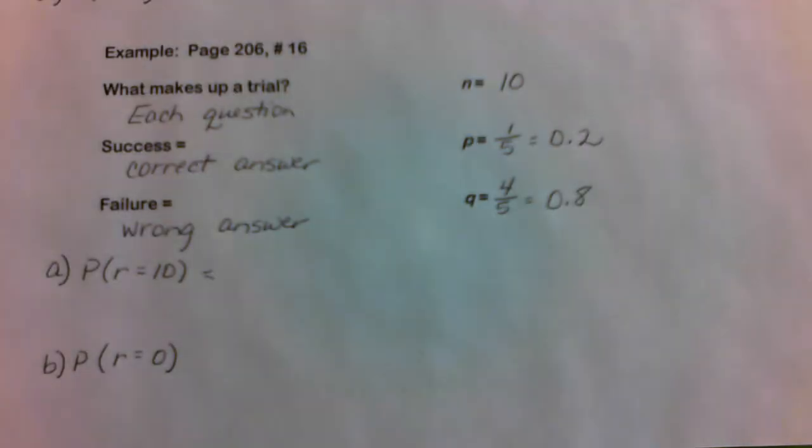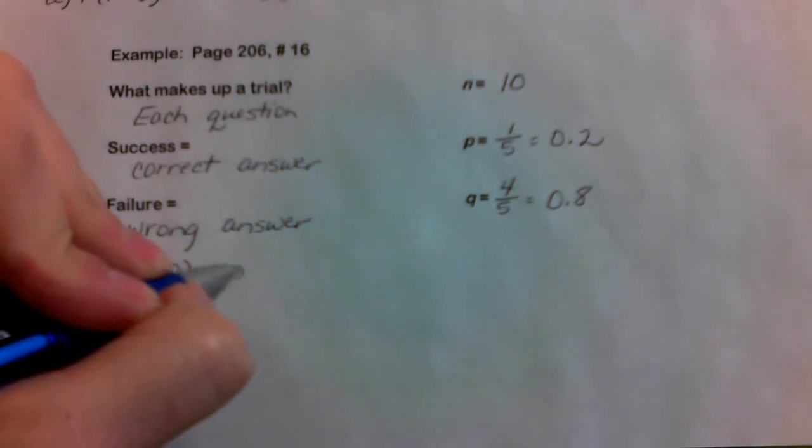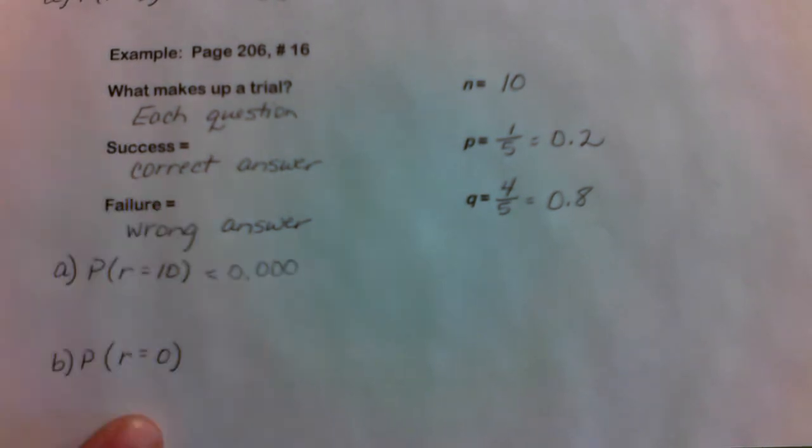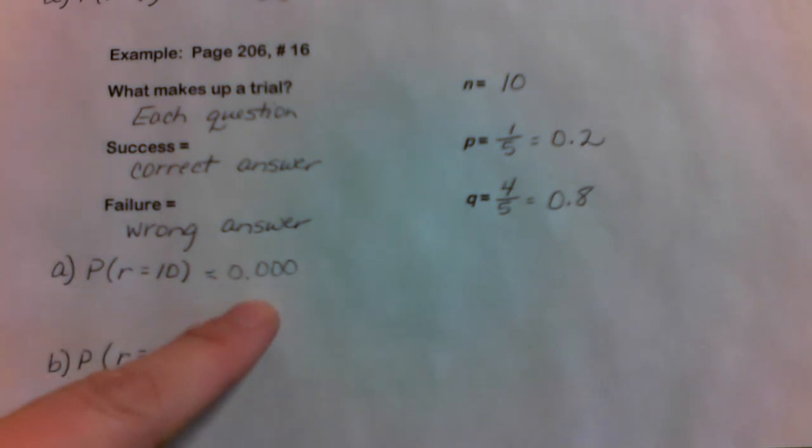0.000. So basically, if you'll notice, the problem goes on to read that Richard hasn't been in class and he's just guessing. So the chance from not being in class and just guessing, the chance of him getting 100 or all 10 of them correct is basically no chance of doing that at all.